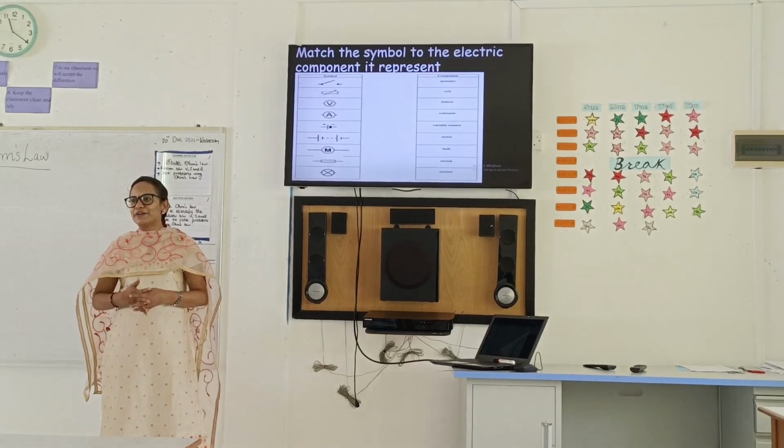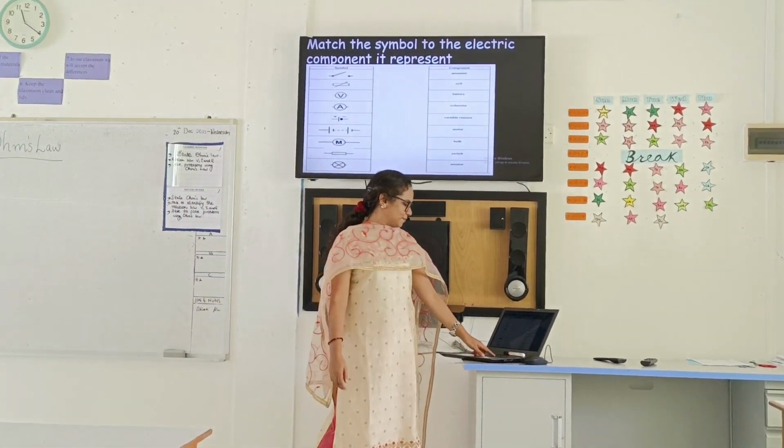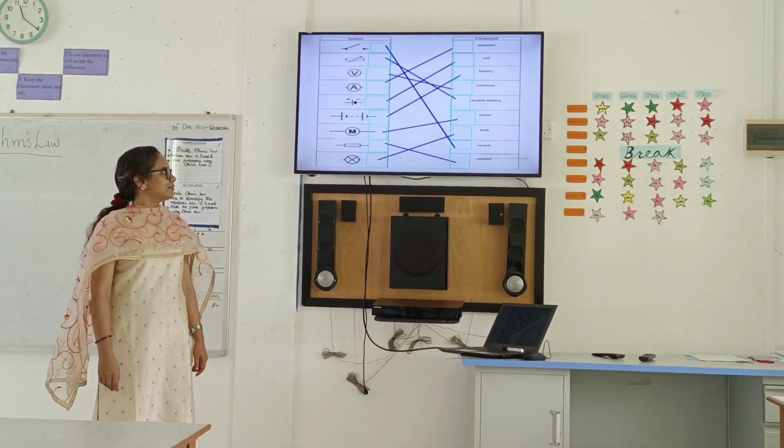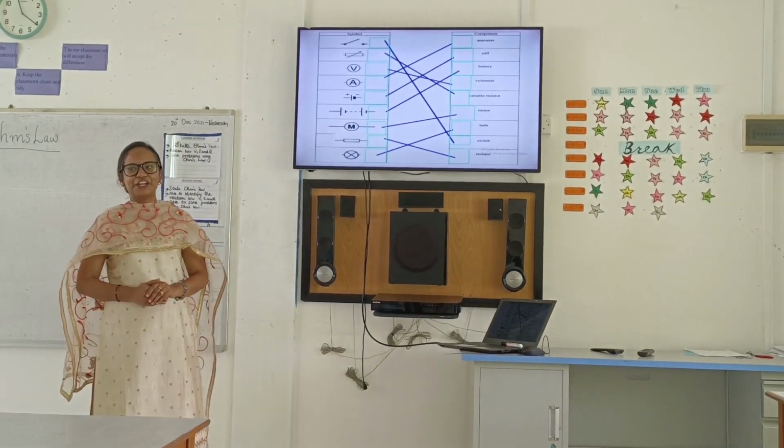Visible electric component given in the picture. So this will be the answer, and please correct your answers. How many of you made this correct? Okay, very good.